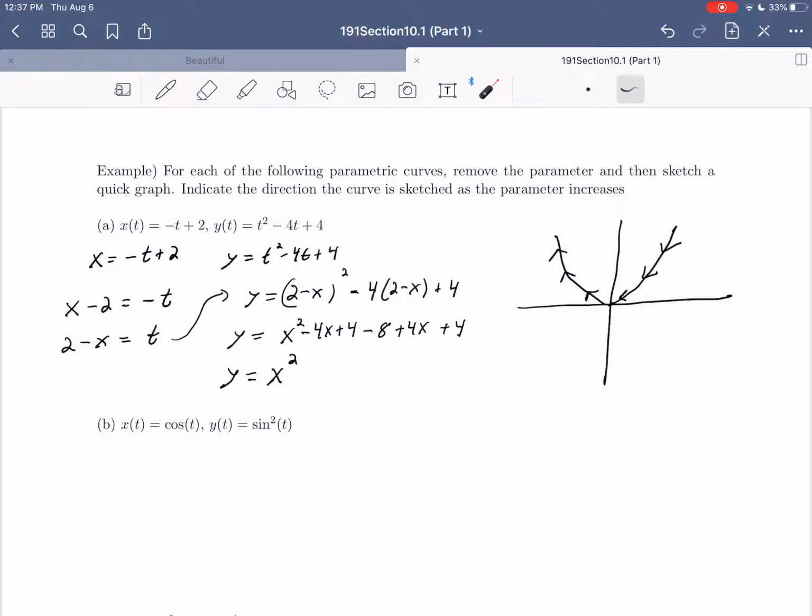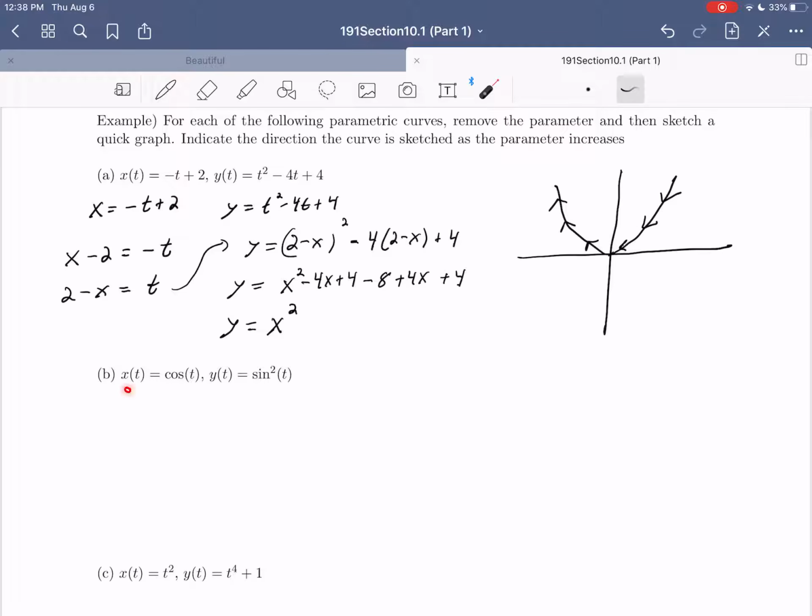Okay, so for our first one here, we removed the parameter. We got a very simple curve that we already knew what it looked like, so we could make the graph very easily. But we do have that extra piece of information, which is that we have that direction that the curve is sketched. Okay, let's take a look at another one.